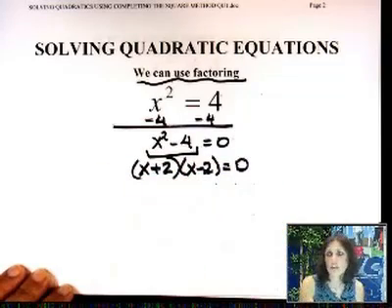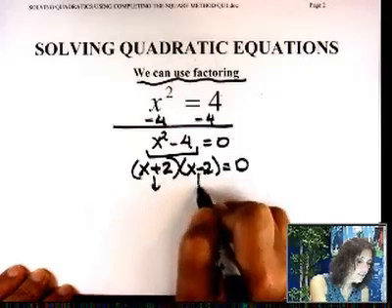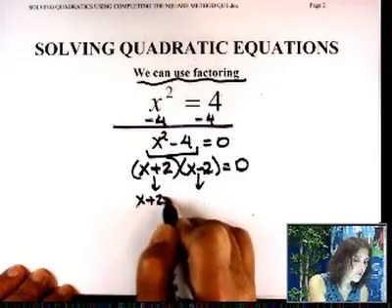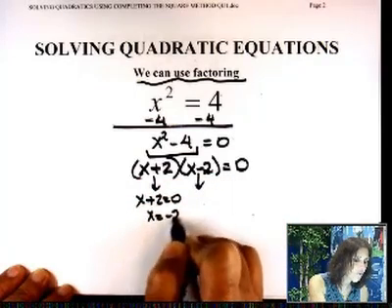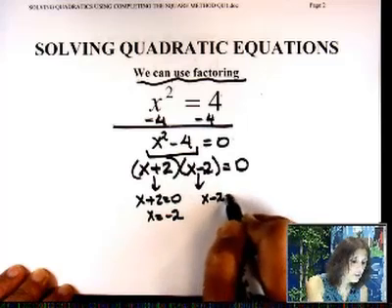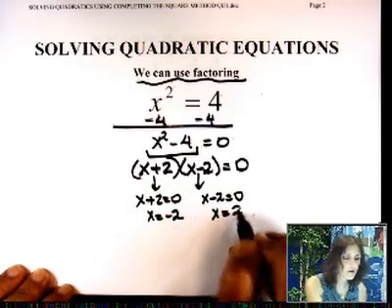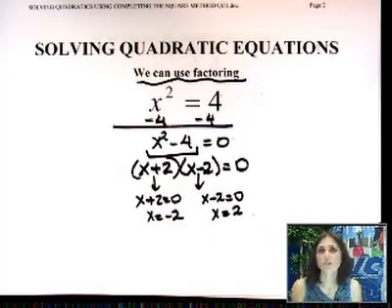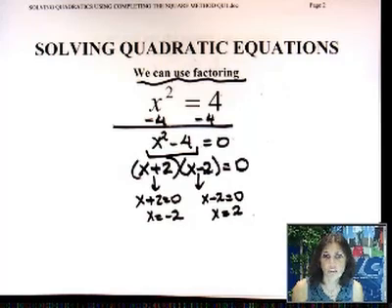Then what was the procedure? You set each factor to 0. X plus 2 is 0. That means x is negative 2. X minus 2 is 0. That means x equals 2. So we use factoring to solve a quadratic equation.